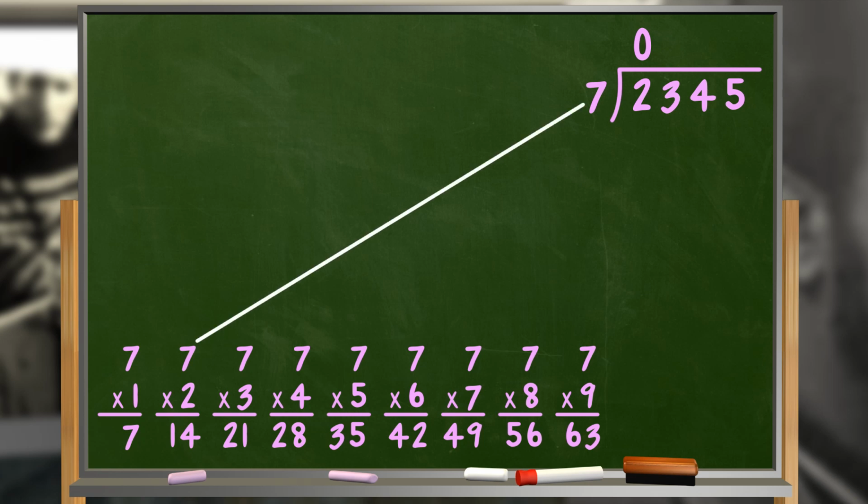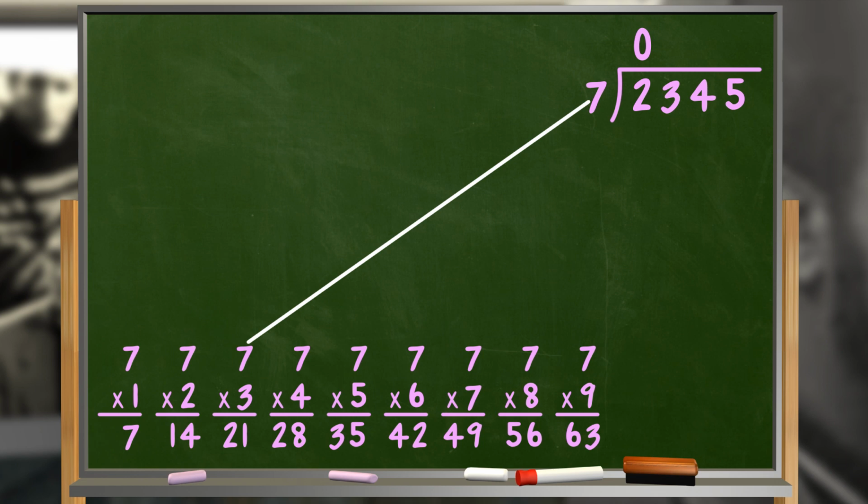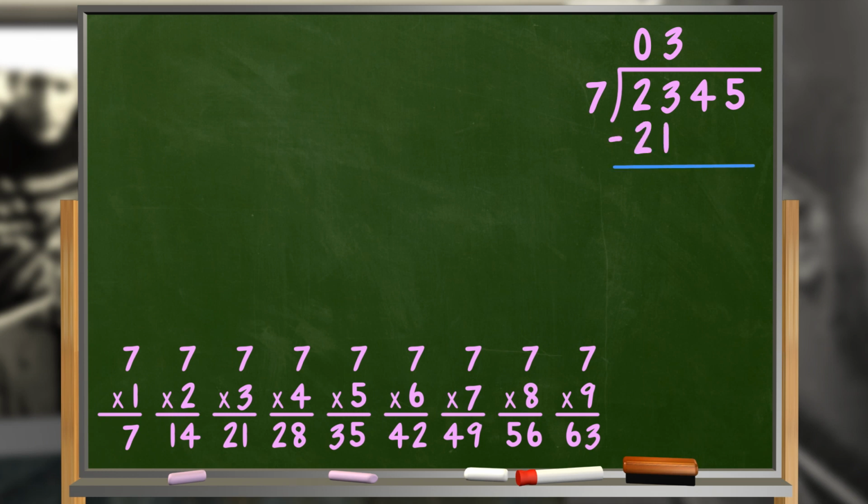It's 14 closest to 23 without going over. Should I stop or keep going? Keep going! Keep going, very good. 7 times 3 is 21. Is 21 closest to 23 without going over? Yes! So we circle that number, we transfer that 3 over into the hundreds place, and now we can multiply. 3 times 7 is 21. 23 minus 21 is 2.